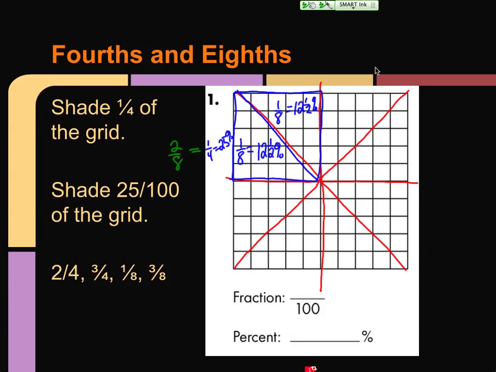So next to a fourth on your chart, you should have 2 eighths is equivalent to that. 2 eighths is equal to 1/4, which is equal to 25%. So if you're looking at our whiteboard chart, I have 1/4, which is equal to 25 out of 100, which is equal to 25%, which is also equal to 2 eighths.